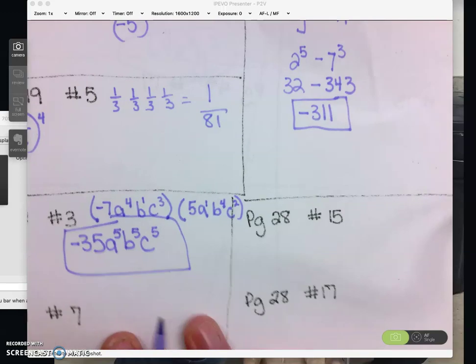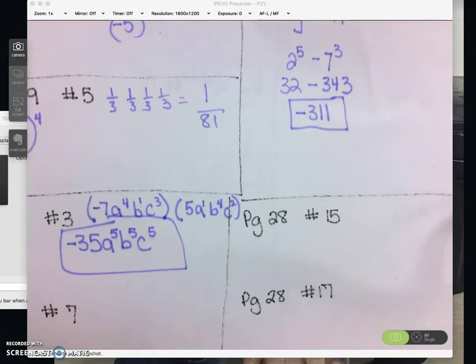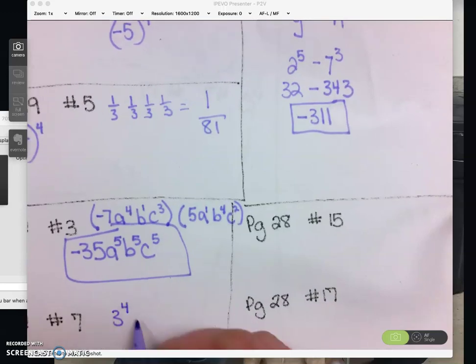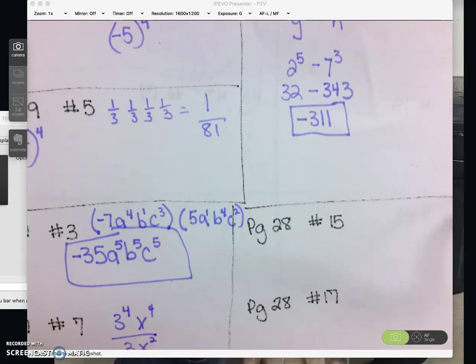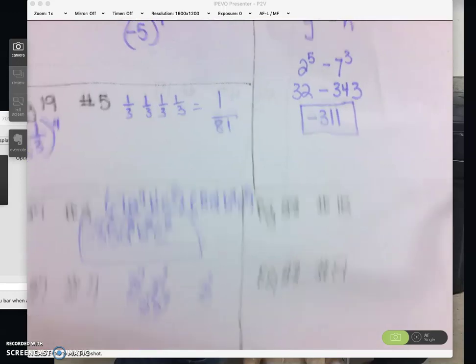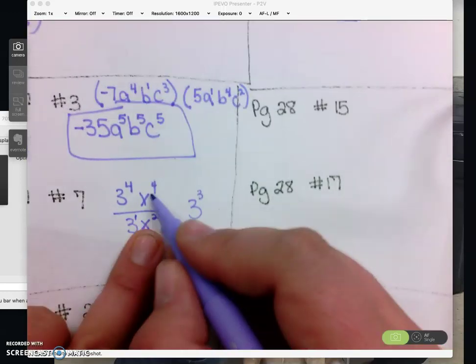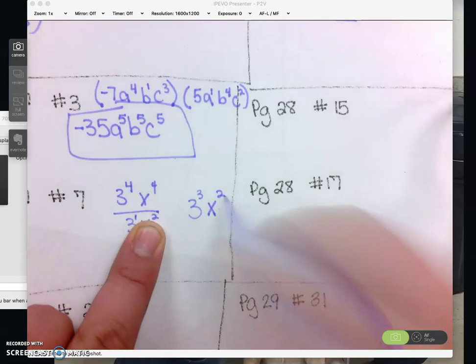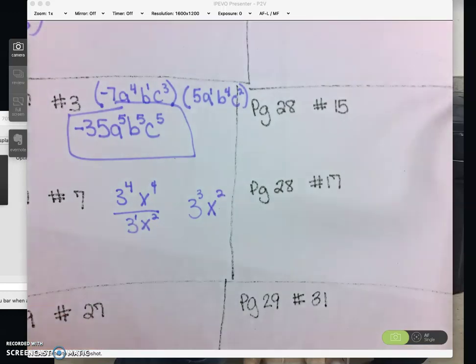Okay, number 27. Again, you don't have to show as much work. So we have 3 to the 4th, x to the 4th, all over 3x squared. 3 to the 4th divided by 3 would be 3 to the what? 4 minus the 1, which was 3. See how I did that? Then we have x to the 4th over x to the 2nd, so it would be x to the 4 minus 2, which is 2. You can leave it as that because it's just asking you to simplify.